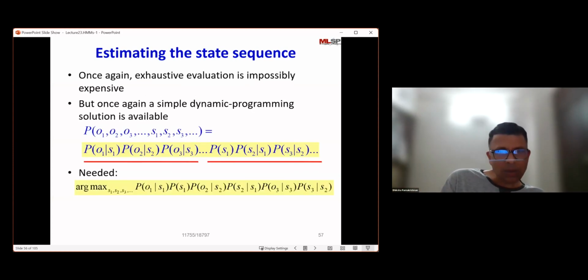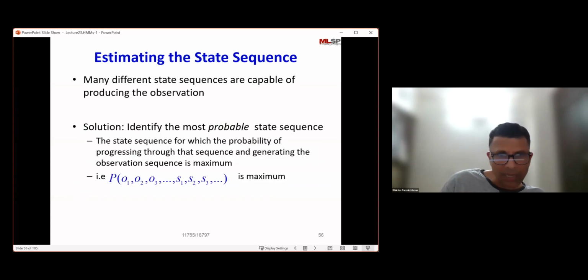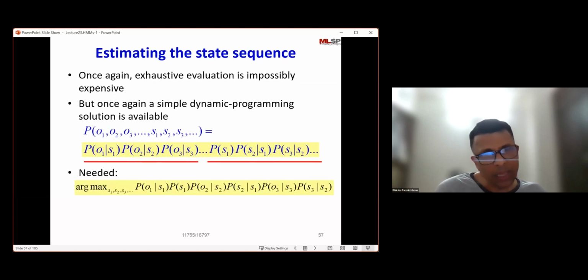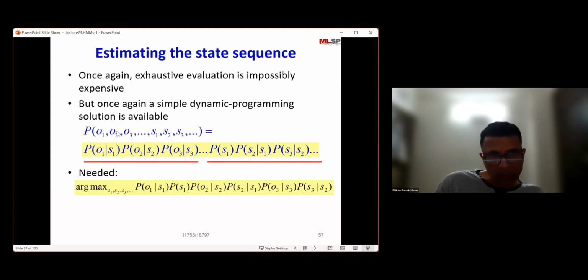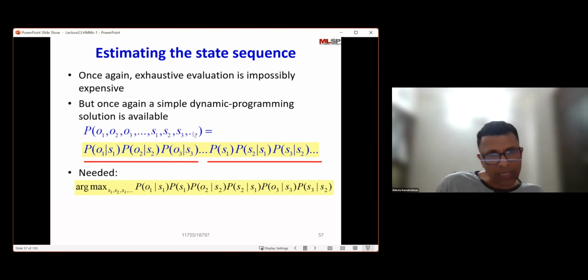Okay. So again, we want to find the state sequence such that P of S1, S2, S3 given O1, O2, O3 is maximum. But instead of finding that, we're just going to find the state sequence for which P of S1, S2, S3 and O1, O2, O3 is maximum, because by Bayes' rule, both are equivalent, right? So you're given the observation sequence. You want to find the state sequence for which this term is maximum.